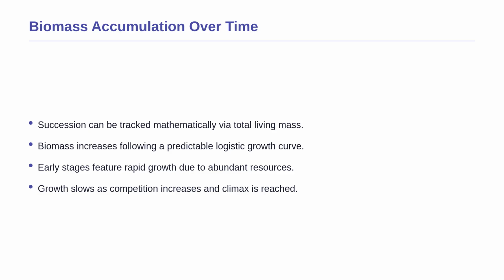Why does this happen? Initially, the empty land provides abundant sunlight and space, allowing for rapid, explosive growth. However, as the ecosystem fills up with larger plants, competition for resources becomes fierce. This naturally causes the growth rate to slow down until the climax community is reached.